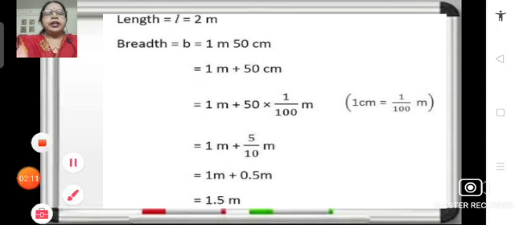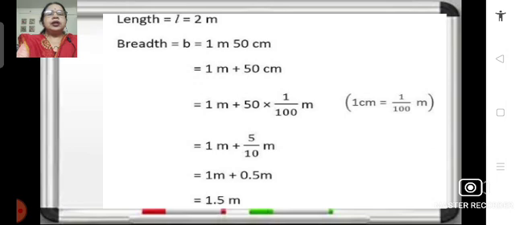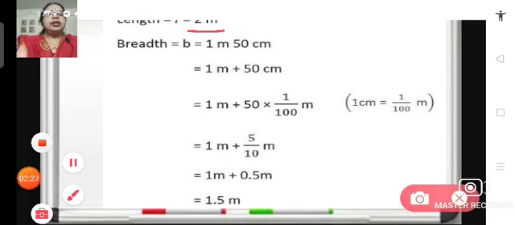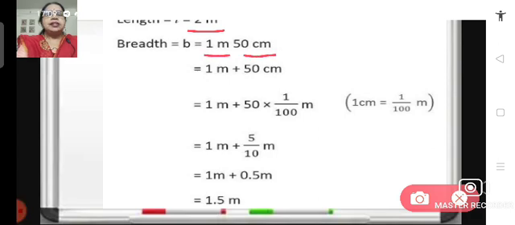Children, when we find out the area or perimeter when we solve any problem in mensuration, the dimensions given should be in same unit. Here we have length in meters, 2 meters, but the breadth is in meter as well as in centimeter. So we have to convert into meter, because in the question it is asked that area has to be expressed in square meters, isn't it? So we will convert the breadth, which is given as 1 meter 50 centimeter, into meters. How do we do that?